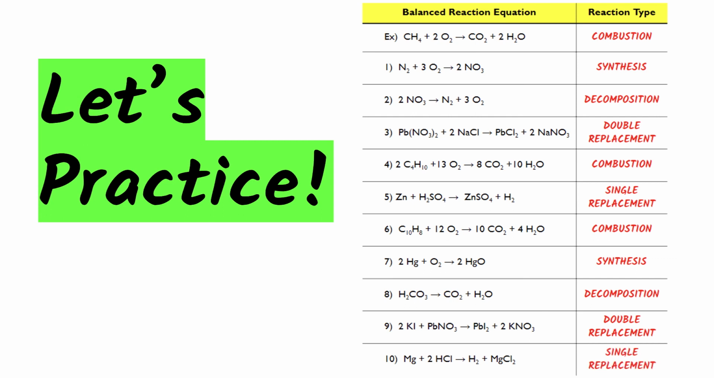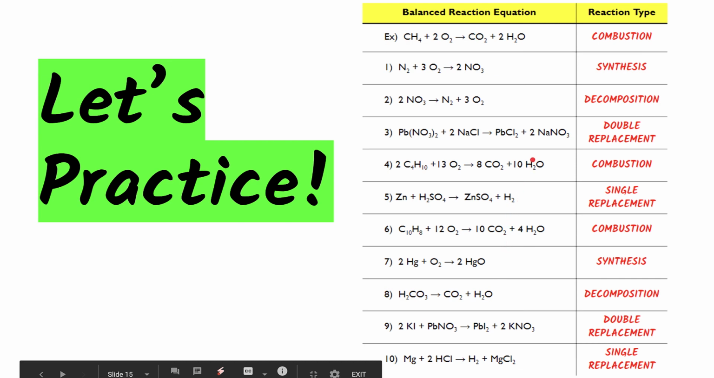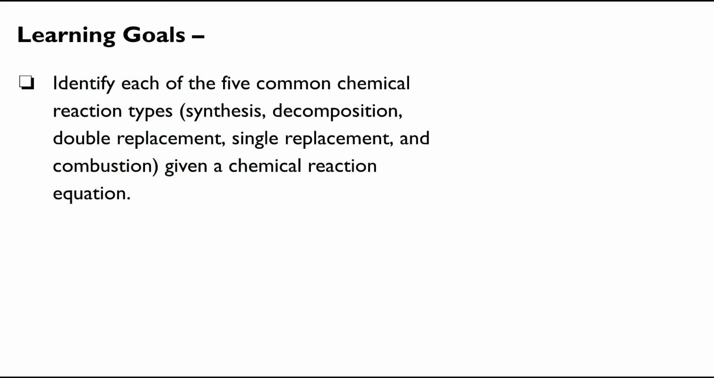Now we've gone through and we've practiced all 5 reaction types. Way to go! Let's check back in on our learning goal. Very simple, this video. Hopefully you feel more confident in determining what type of chemical reaction you have given a chemical formula. Great job!